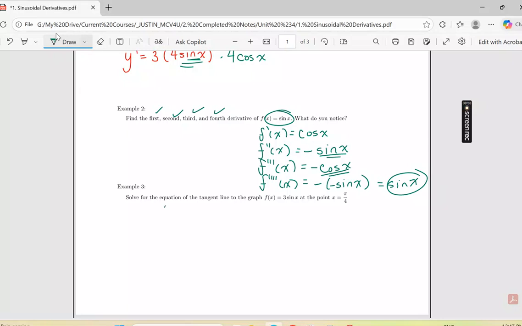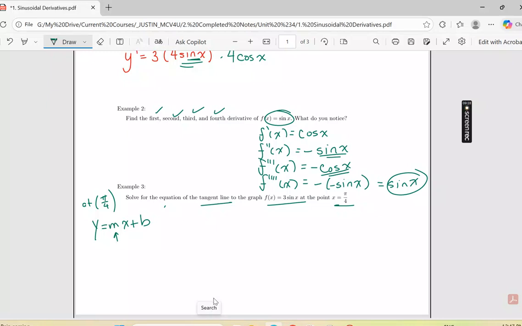Okay, so solve for the equation of the tangent line to the graph at the point x equals pi over 4. So our job is to find the equation of the tangent line to the graph. What we need is y equals mx plus b, right? Specifically at pi over 4. To find the equation, we're first going to need the slope of the tangent. How do you find the slope of the tangent at any given point?